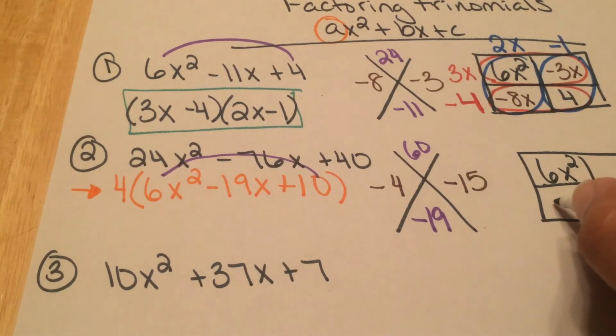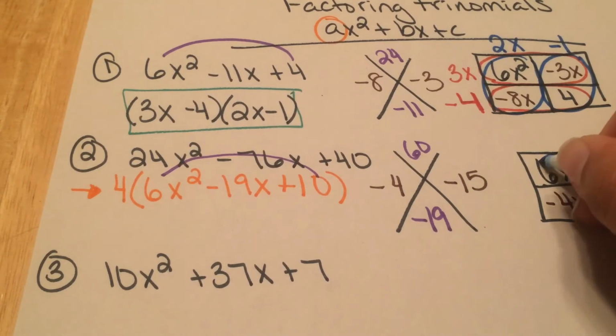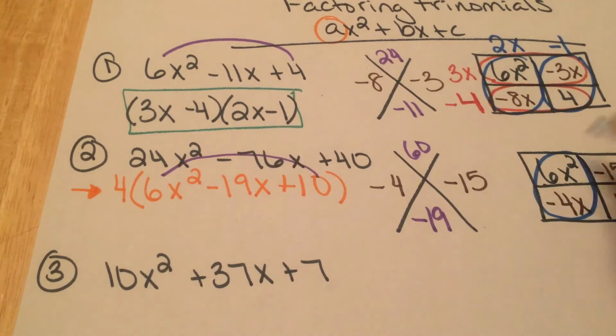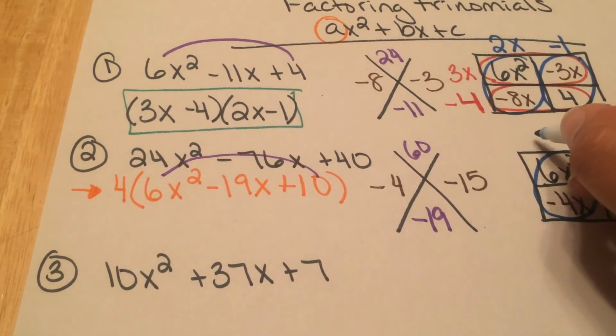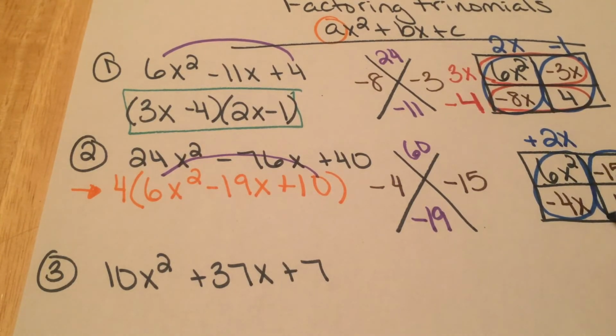So I'm going to go ahead and put those in my box. Now we can go ahead and start finding GCFs. So the GCF between negative 6x squared and negative 4x is going to be negative 2x. No, it's not. It's going to be positive 2x. Then our GCF between negative 15x and 10 is going to be a negative 5.